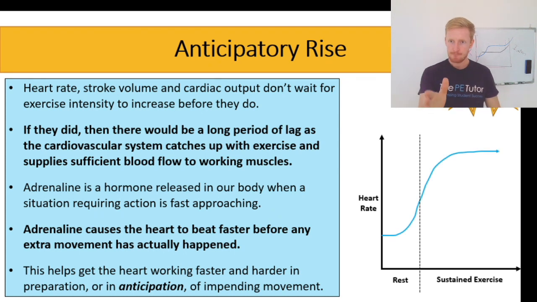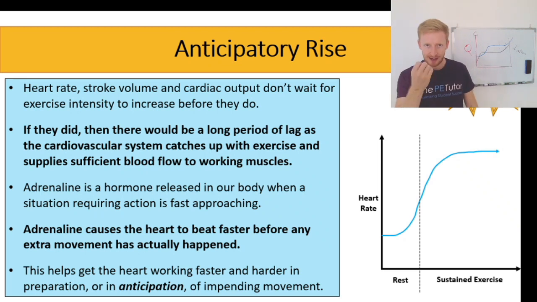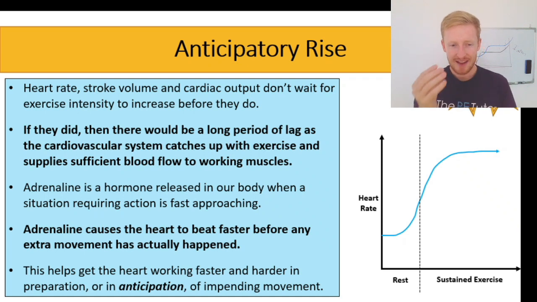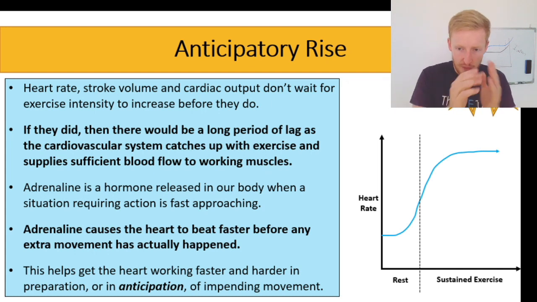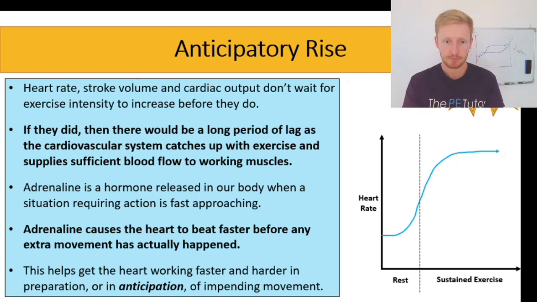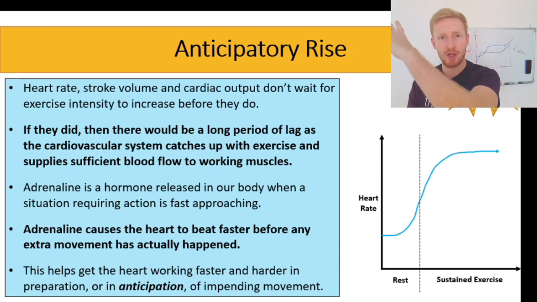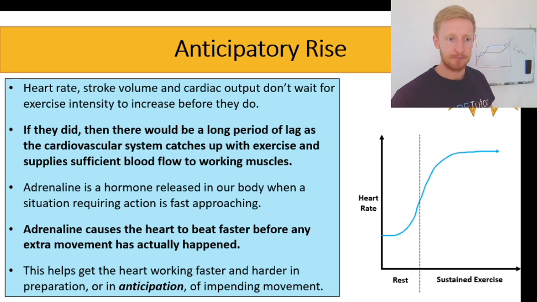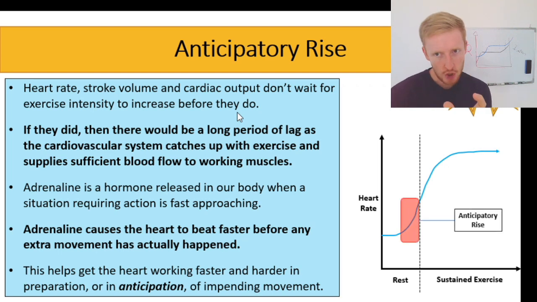So there it is. That dotted line. Before that dotted line, pre-line, that's you at rest. But we see that blue line increase. Why? Because adrenaline has been dripped into your system. Heart rate has increased as a result. Then we go past the line, exercise starts. So we've got a head start. We haven't got as far to increase until our cardiac output is matching our exercise intensity. So that increase in heart rate and therefore cardiac output, that increase prior to exercise starting, that's called anticipatory rise.